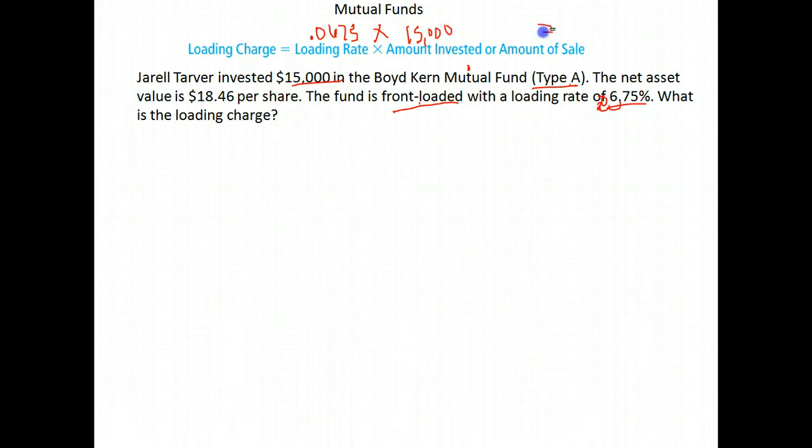So his loading charge, or the amount he has to pay those investors that are doing the work for him, is 0.0675 times 15,000. So he has a loading charge of $1,012.50.